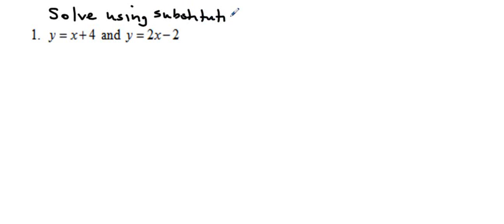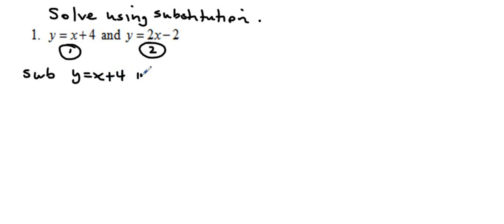Okay. Remember, solve means find the point of intersection. So I don't want to graph these two to estimate the point of intersection. I want to get the exact answer by using substitution. So the first thing we're going to do is we're going to isolate one of the variables. Well, the good news is that they're both isolated. So I'm going to call this one 1, and I'm going to call this one 2. And what I'm going to do then is I'm going to sub y equals x plus 4 into 2.